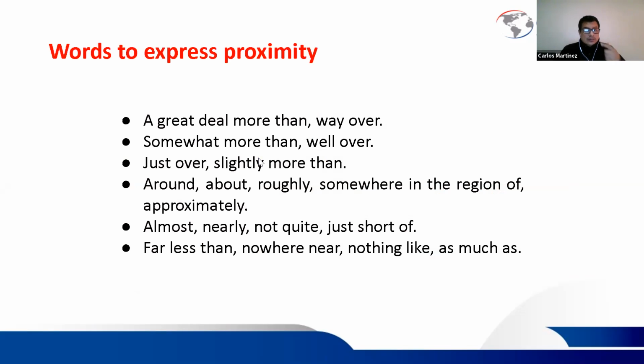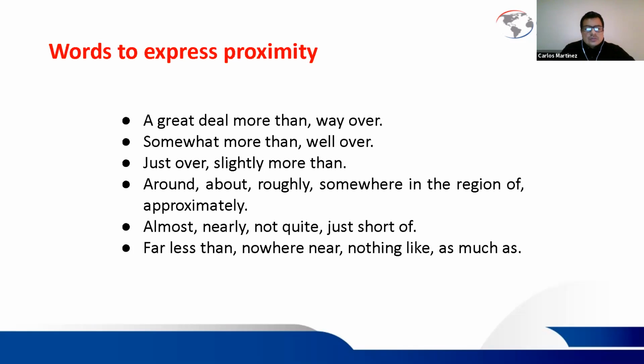Now here are some expressions that we can use to express proximity, okay, when things are getting close. For example, a great deal more than and way over. That means that if something is here, then something is here. How proximate they are, the difference is very big. So a great deal more than and way over. Now, when it's not that much, we say somewhat more than and well over. Okay, somewhat more than and well over. This is when the difference is a little bit higher.